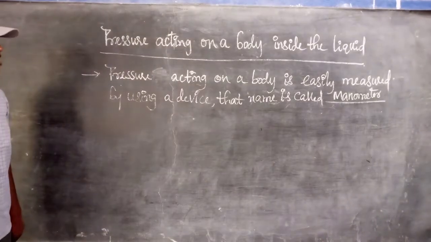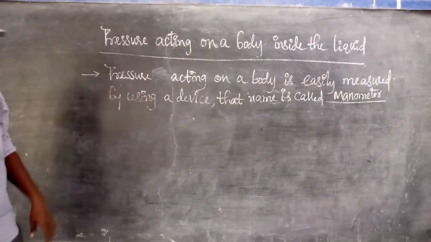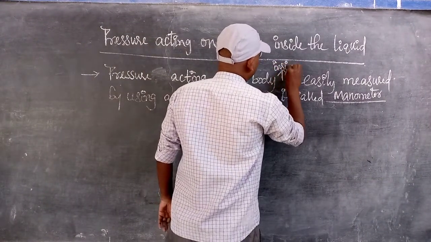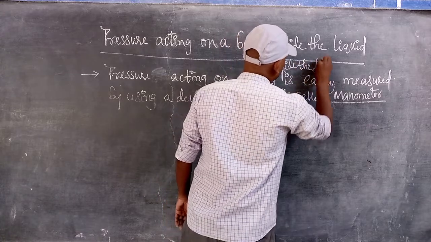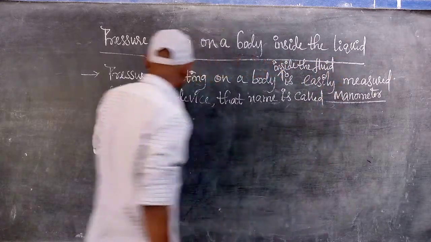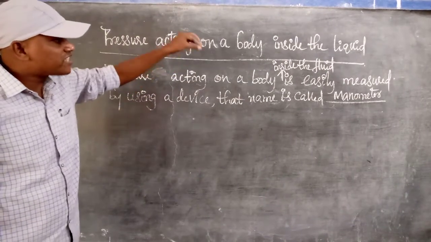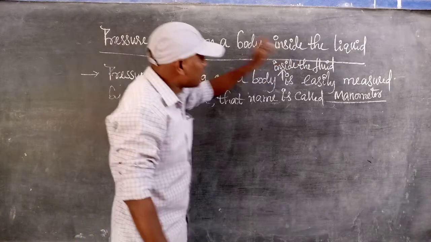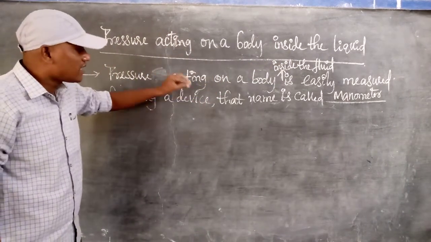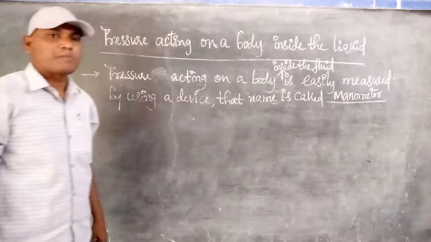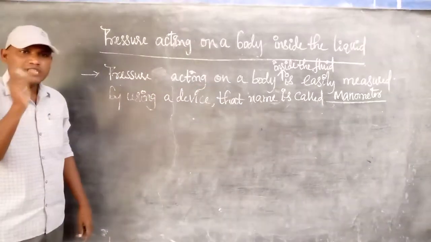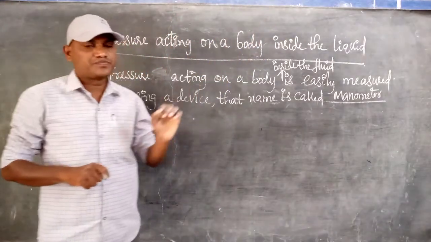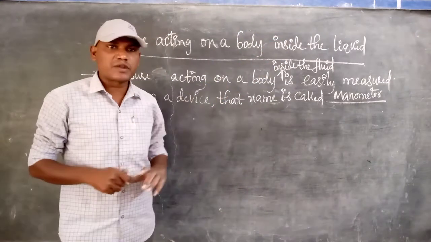Pressure acting on a body inside the fluid. So listen, fluid is nothing but either liquids or gases. Pressure inside a fluid is easily measured by using a device. That device is called a manometer. Listen very carefully. Atmospheric pressure is measured by using a device called a barometer. So barometer is nothing but for atmospheric pressure.